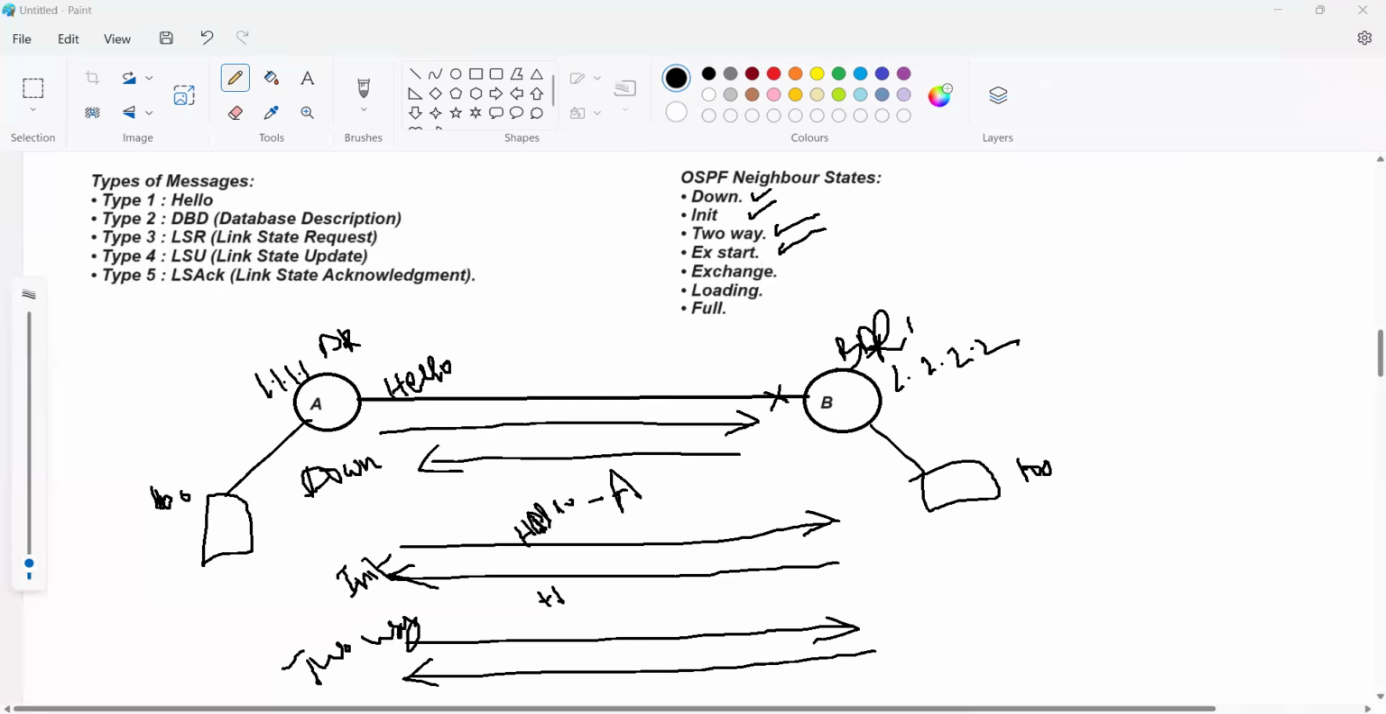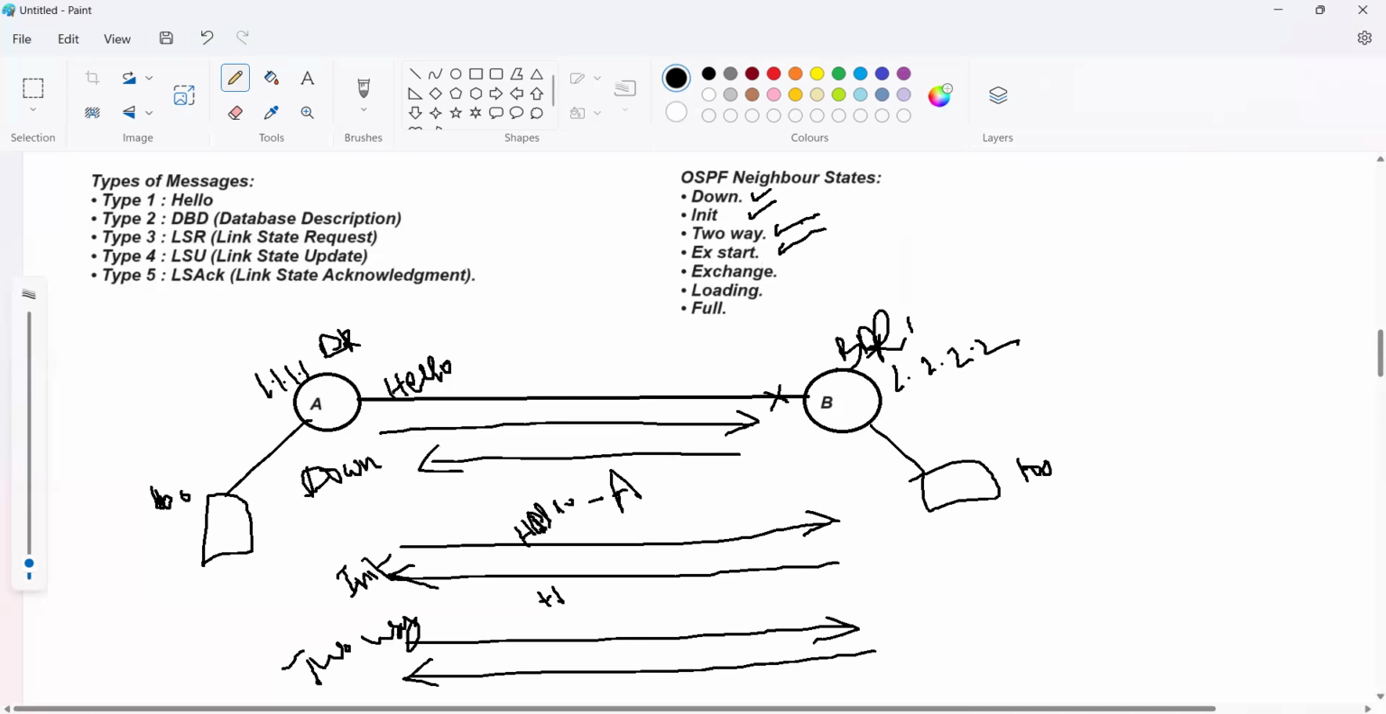That router will be elected as a DR or BDR. Sorry, in ExStart state it will be the election. Apart from that, in ExStart state they will exchange some content also. In that content, the size of sequence numbers, MTU size, and master and slave election also. In this ExStart state only it will happen.